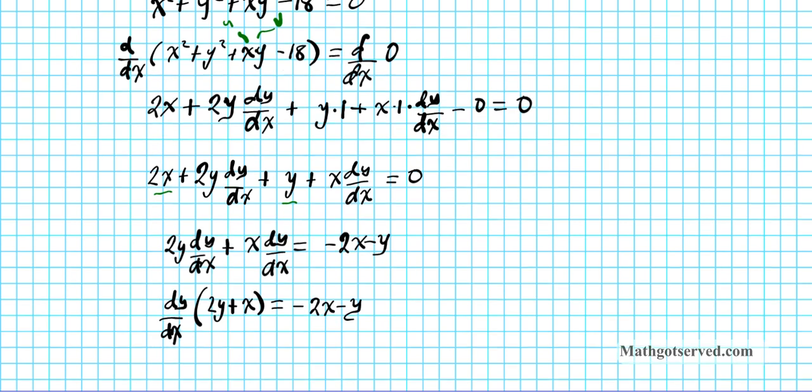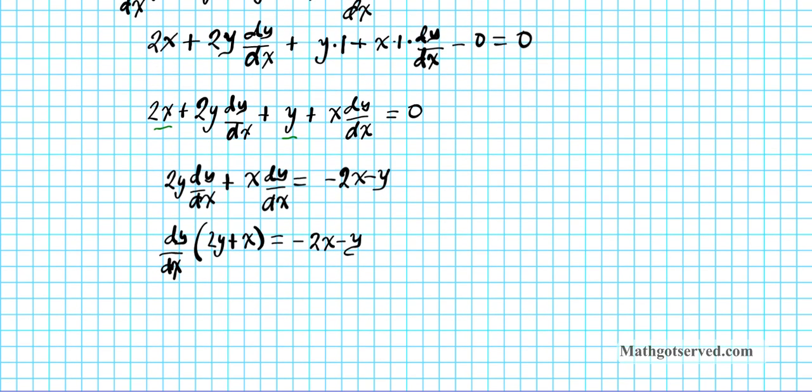And then finally, to get dy/dx isolated, I'll divide both sides by 2y plus x. All right, so your final answer, dy/dx, is equal to negative 2x minus y over 2y plus x.